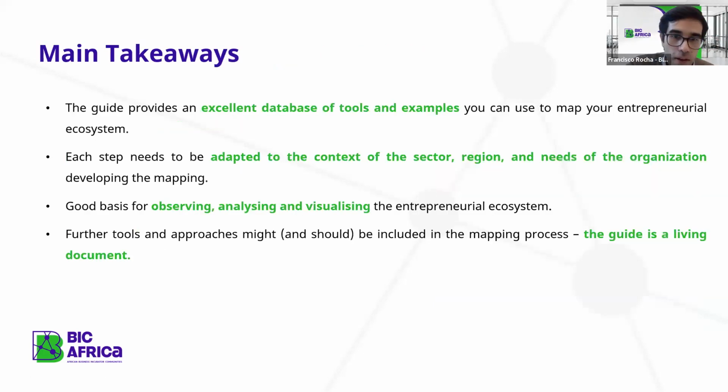This is all from the 5 steps. I talked a lot about different tools, different examples. Again, I would highlight this: go to the guide to understand and to try to find new tools that I haven't presented here, but that are available in the guide. So we think this is a very interesting basis for you to start mapping the entrepreneurial ecosystem. Again, we'd like to highlight that the guide is a good database of tools and examples to do this. The second point that we would like to highlight is that each step needs to be adapted.